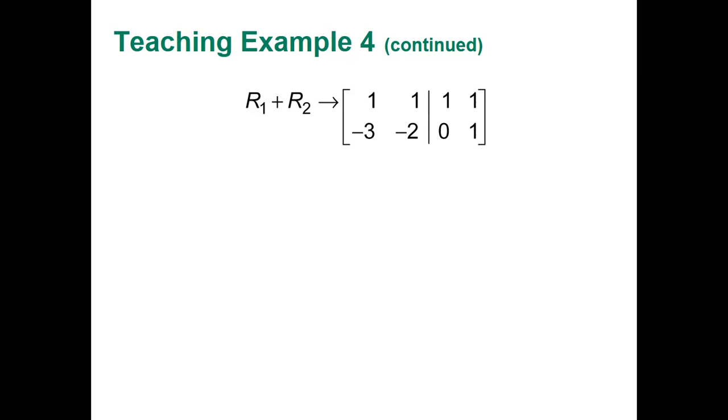Remember, you can multiply and add to transform a row. I can add again, but before I add again, I need to do what? I need to multiply. So if I multiply row 1 by 3 and then add, look what happens.